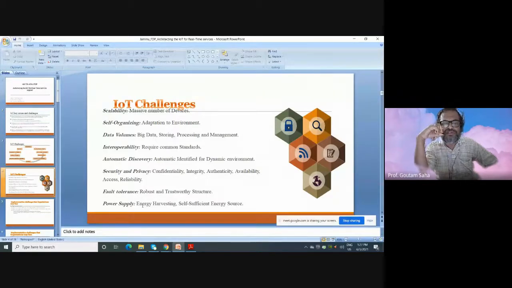Self-organizing, adaptation to the environment. Self-organizing means adapting to the environment. During daytime, a lot of communications are going on, so I require a large number of gateways. At night, I require very few, 2 or 3, because communication has stopped, human beings are sleeping. So how to self-organize it?